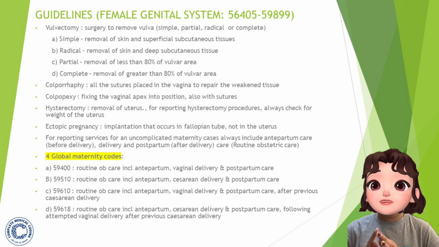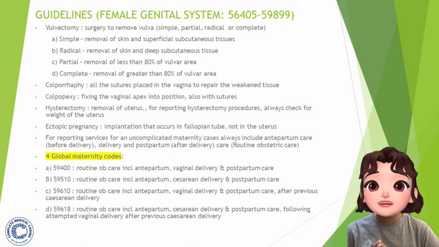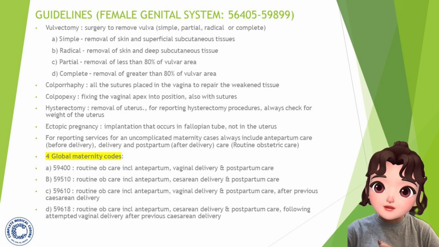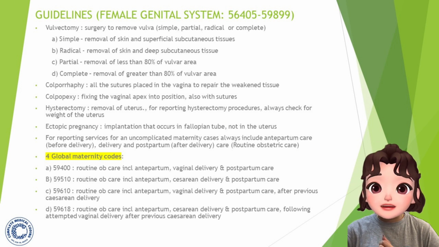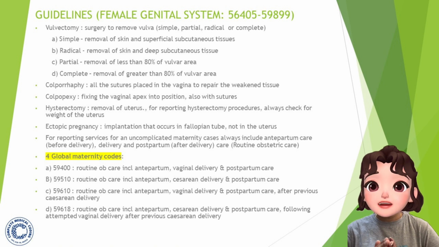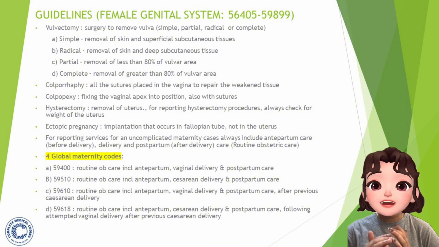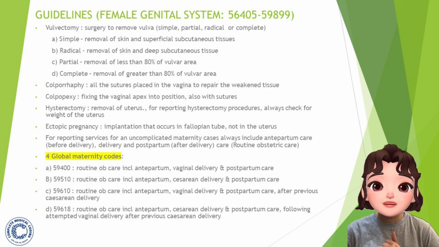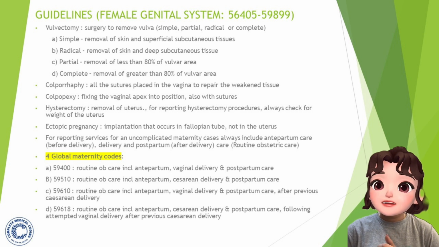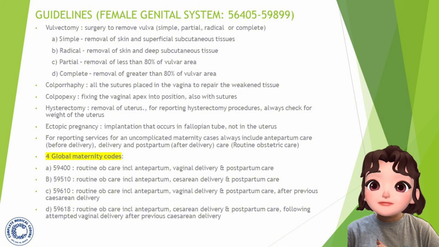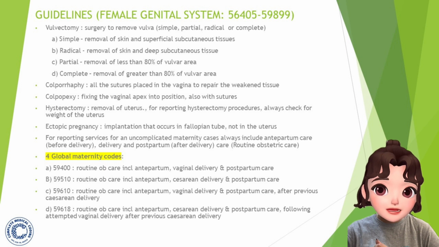Next two are important. 59610. It is routine obstetric care including antepartum, vaginal delivery and postpartum care after a previous cesarean delivery. It means the delivery just before this one was a cesarean delivery, and now they have done a vaginal delivery. So vaginal means normal delivery: antepartum, vaginal delivery and postpartum care after a previous cesarean delivery. In those cases you need to code 59610.